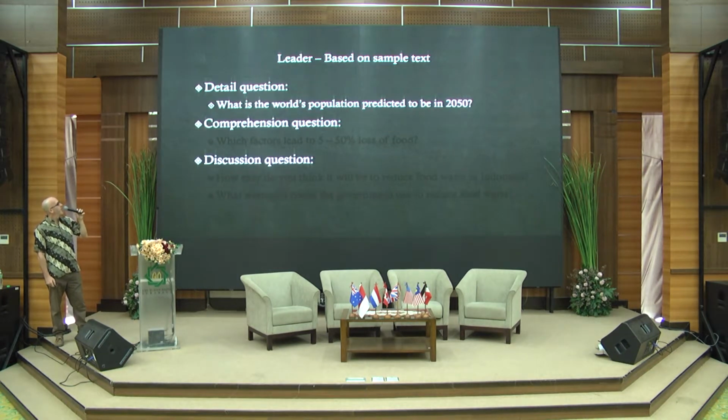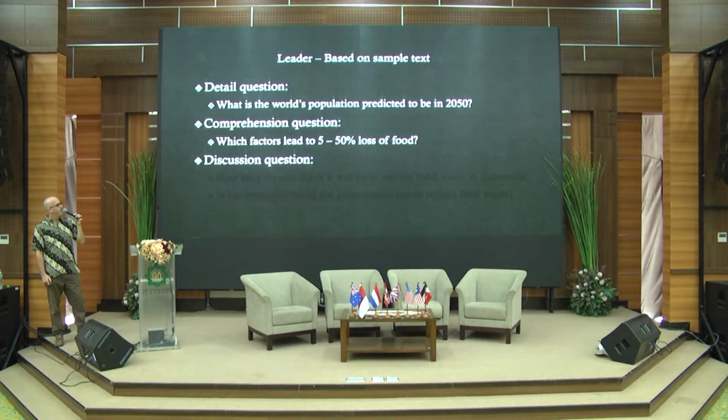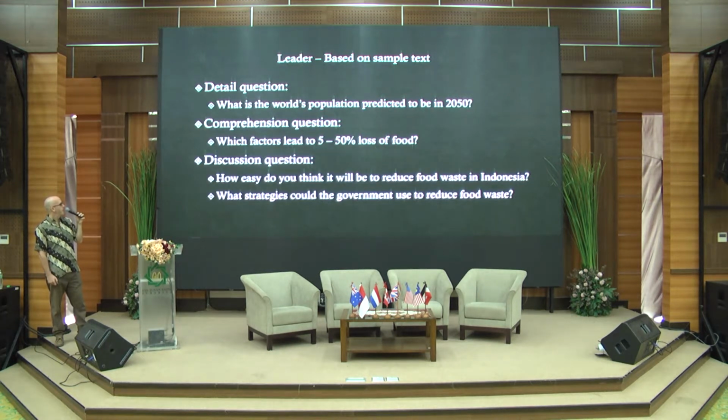I've actually forgotten the answers to these, but that's a detailed question, because it's easy to search for 2050 and find the number. A better question would be, which factors lead to 50% loss of food? That requires more understanding of the text. And then my discussion question was, how easy do you think it will be to reduce food waste in Indonesia? And what strategies could the government use to reduce food waste?